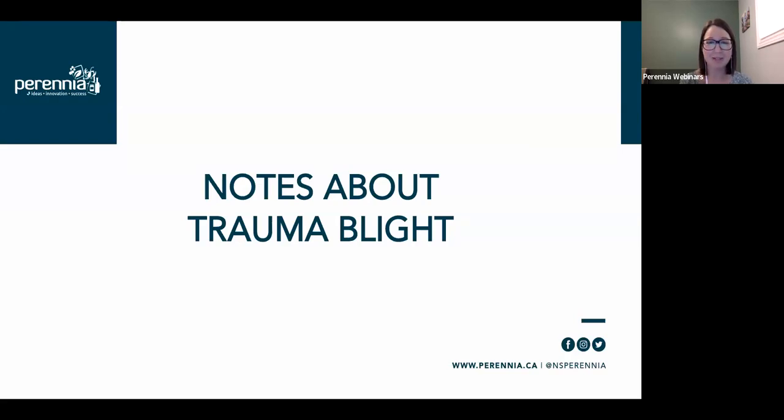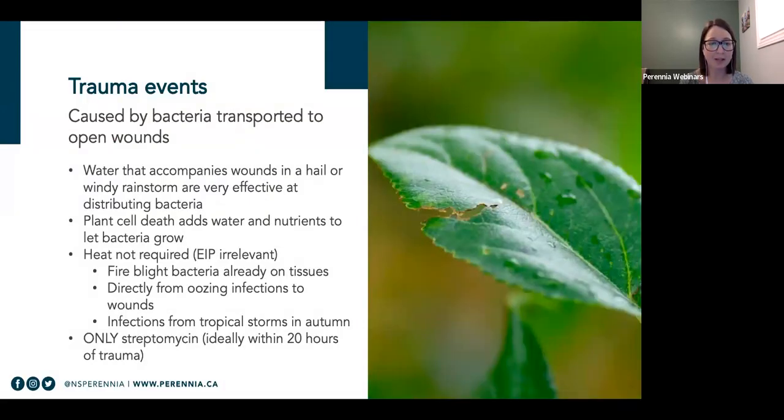I'm running out of time here, but just a few notes about trauma blight. We all know that opening these kinds of wounds allows the bacteria to get in, and the cell death there actually adds nutrients to let the bacteria grow. But I just want it to be clear that in the case of trauma events, the bacteria are already present on the plant tissues and can be easily transported from oozing infections. So you don't need the heat like you do for the bacteria to grow on a stigma, because in this case the bacteria are already present and just need to be transported to the wound in order to cause infection.